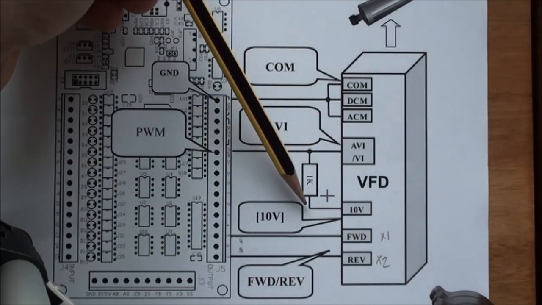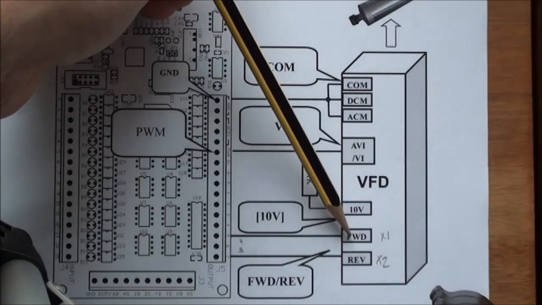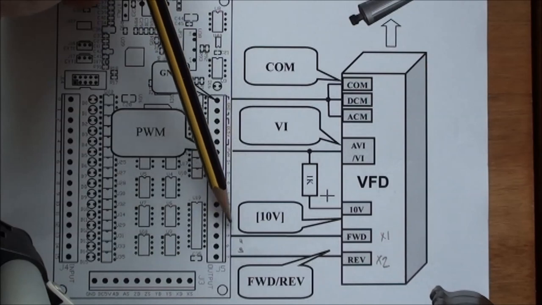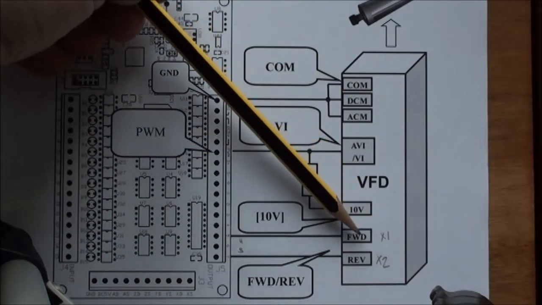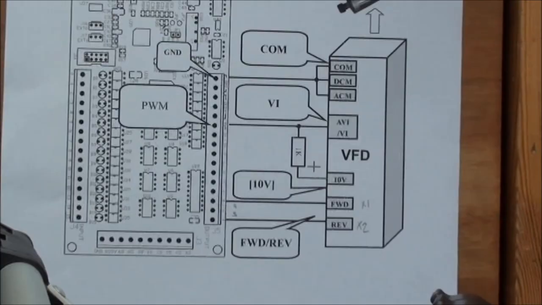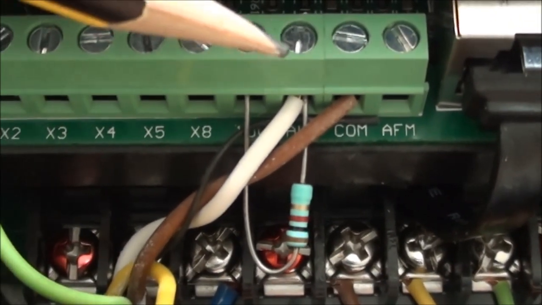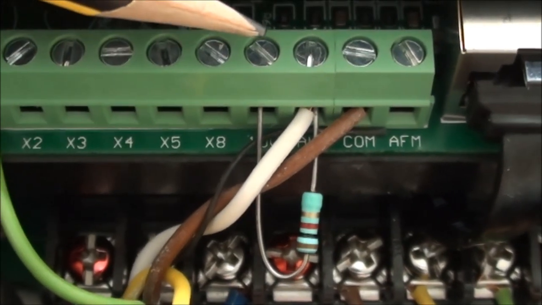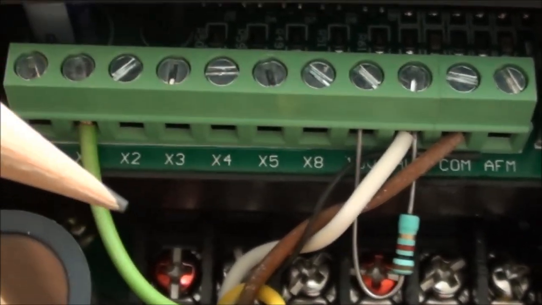And then I put on the 1 kilo ohm resistor here, going to the 10 volt output on the VFD. And then I have connected forward control to an output, and I think I put it on output number 4 on the board. And on the inverter that I have used, the forward is called X1 on the terminals. So if we take a look at the terminals, it looks like this. So you have the ground, you have the resistor going to AVI and into 10 volts, and then the white line will go to the PWM output on the board, and then I have X1.